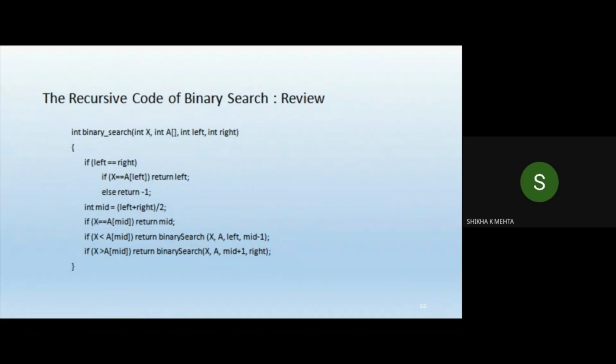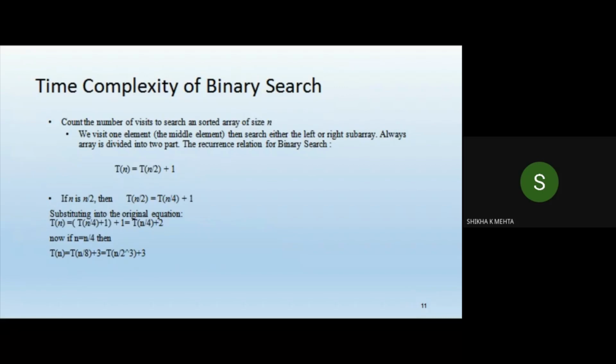So now the array is reduced to half, and iteratively we keep on repeating this process until we have searched all the elements, or this process is complete, or we have found the element. Now, when we have to compute the time complexity of the binary search, we have studied the various methods and how to compute the time complexity of recurrence relations. What kind of recurrence relation do we see here? We visit one element, then search either the left or the right subarray. That means the size of the array is divided into half. The array is always divided into two parts.